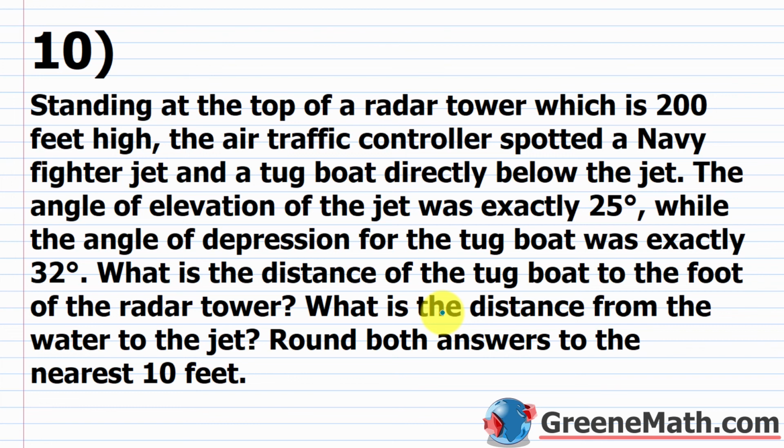All right, let's take a look at problem number 10. So we have standing at the top of a radar tower, which is 200 feet high. The air traffic controller spotted a Navy fighter jet and a tugboat directly below the jet. The angle of elevation of the jet was exactly 25 degrees, while the angle of depression for the tugboat was exactly 32 degrees. What is the distance of the tugboat to the foot of the radar tower? And then also, what is the distance from the water to the jet? Round both answers to the nearest 10 feet.